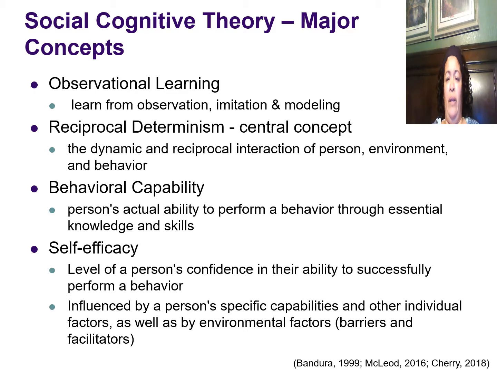As you recall, theories are dynamic, so they're constantly changing. The social learning theory became the social cognitive theory as new concepts were added. It was no longer just about observational learning, where the individual learns through observation, imitating, and modeling. It was not just about behavior capacity, where the individual has to have the essential skills and knowledge to perform a behavior. New concepts like reciprocal determinism and self-efficacy became a part of this new theory.